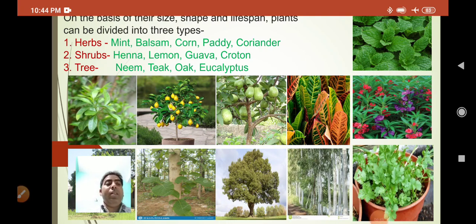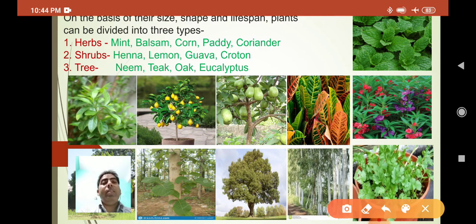Now come to the shrubs. As we know, shrubs are medium-sized plants less than 8 feet in height but greater than the herbs. Their stems are brown. Like here you can see the guava. This guava plant comes under the shrub.